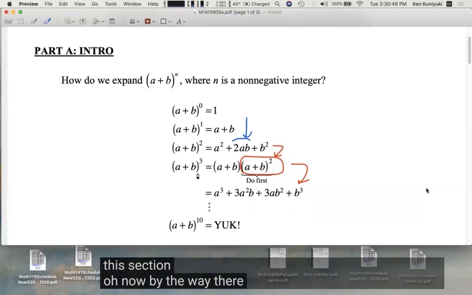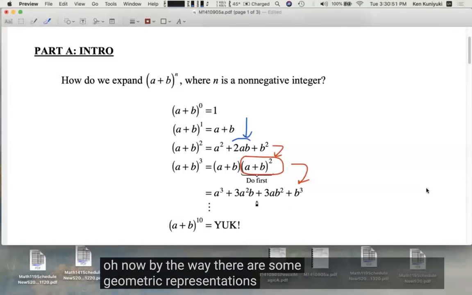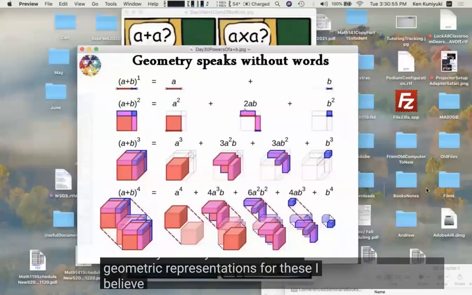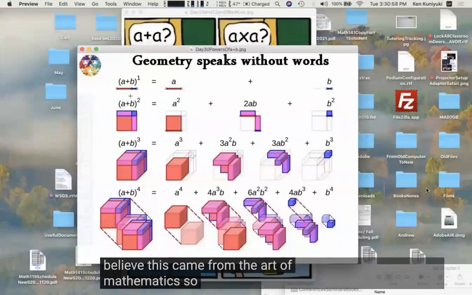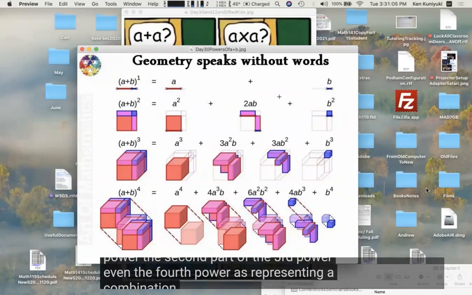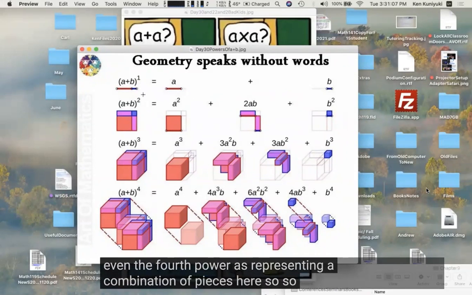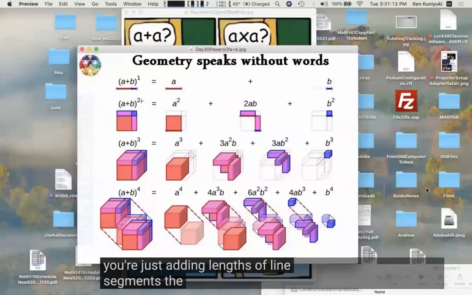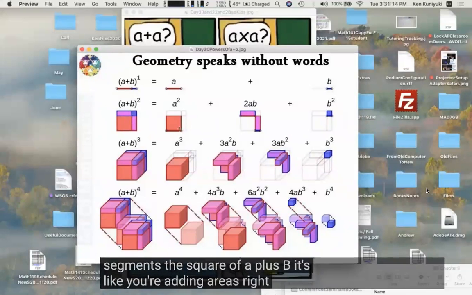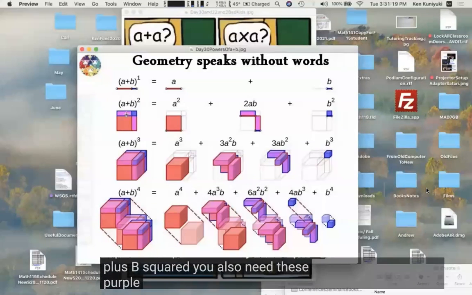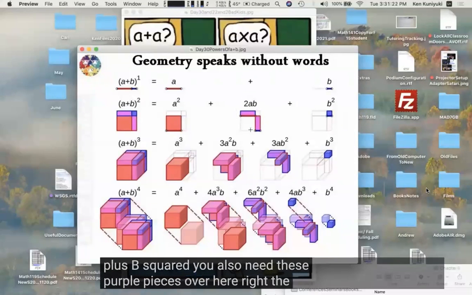Oh, now by the way, there are some geometric representations for these. I believe this came from The Art of Mathematics. So we can imagine the first power, the second power, the third power, even the fourth power as representing a combination of pieces here. So for a plus b to the first, you're just adding lengths of line segments. The square of a plus b is like you're adding areas, right? The square of a plus b is not just a squared plus b squared. You also need these purple pieces over here, the 2ab pieces here.